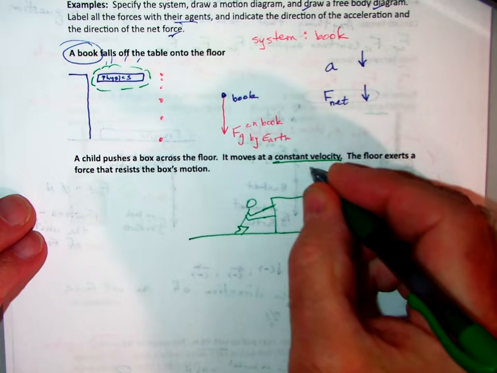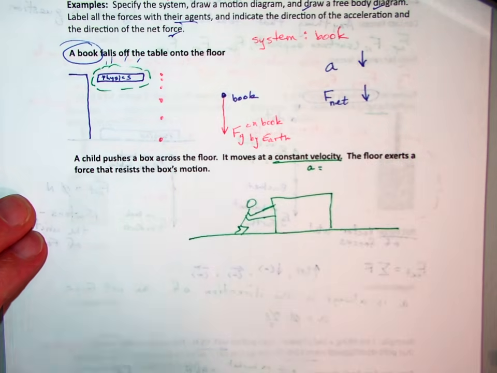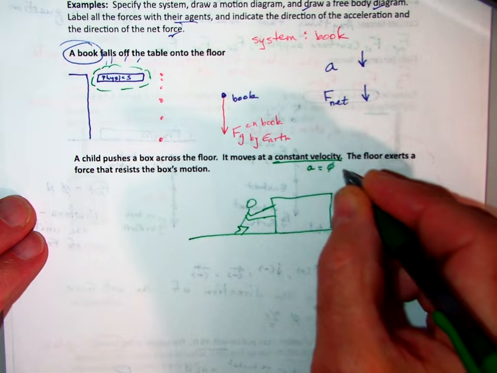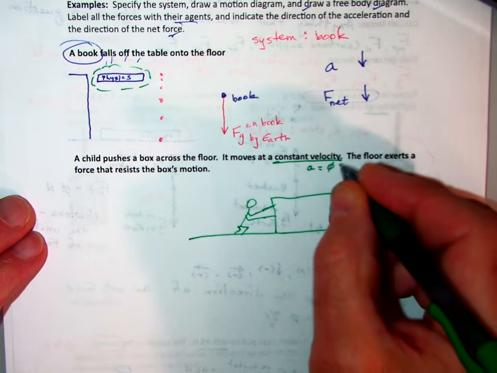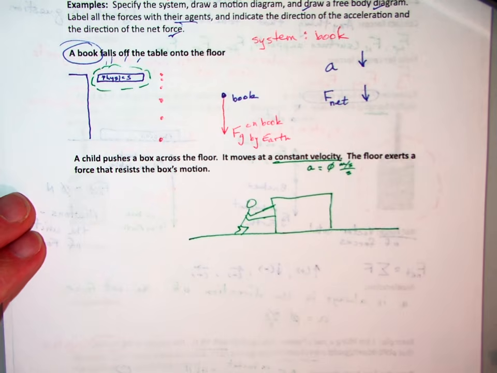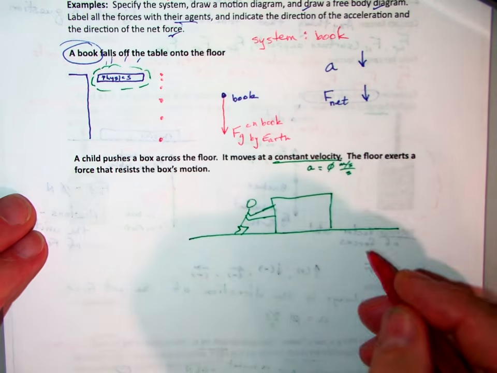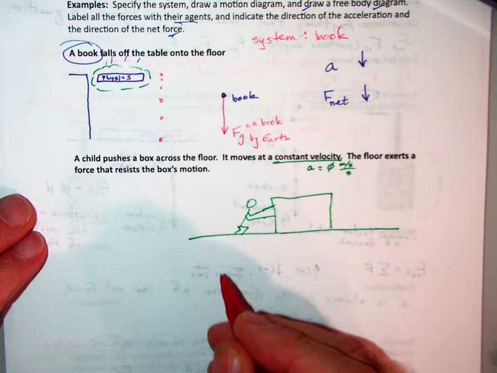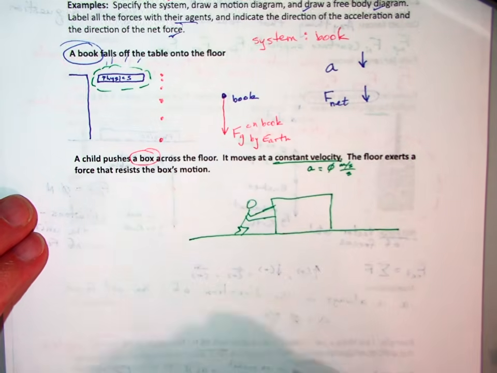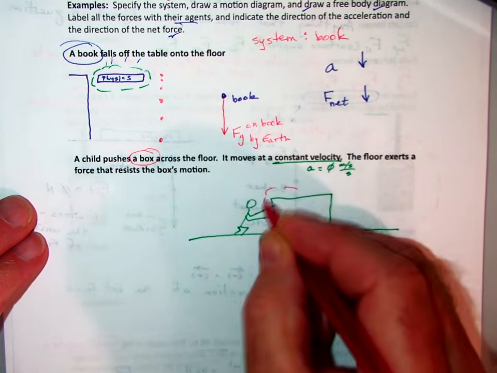A constant velocity. So what does that tell you? Well, if it's constant velocity, what is the acceleration? Right. The acceleration for constant velocity is 0 meters per second per second. It's constant. So we have our diagram. Now we need to identify the system, right? A box, that is the system. So we circle the system.